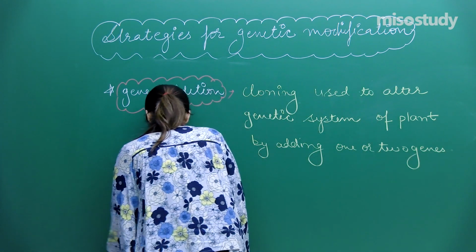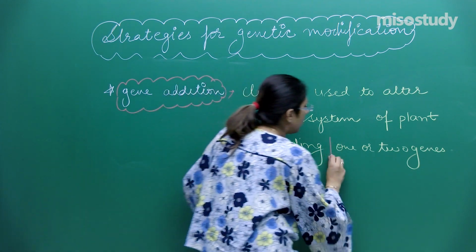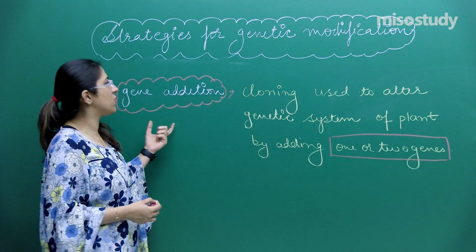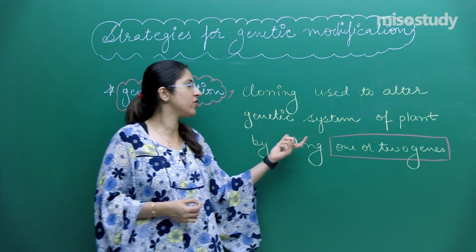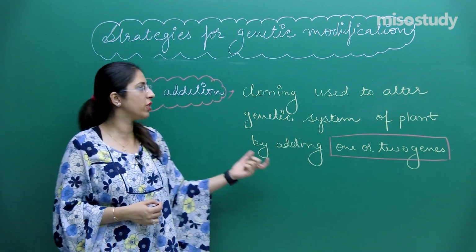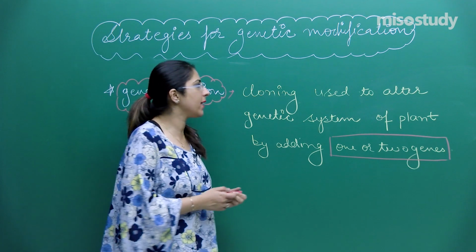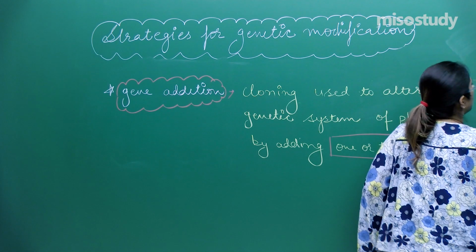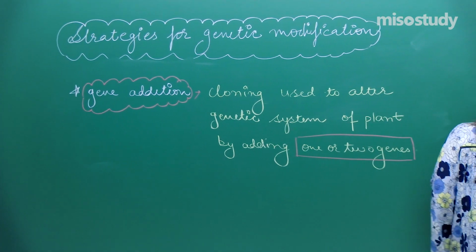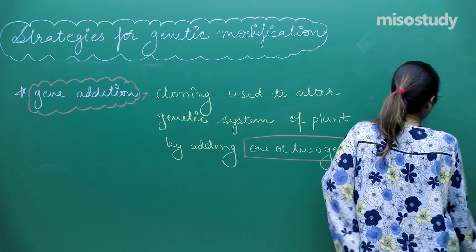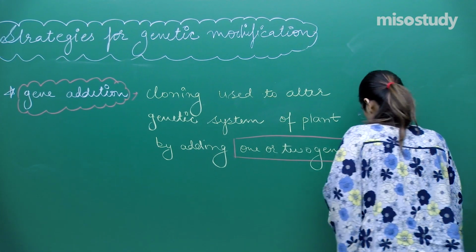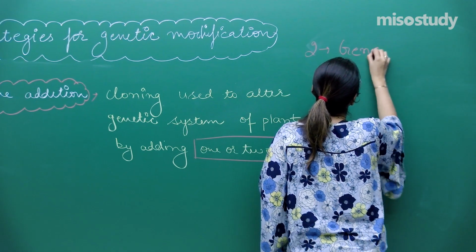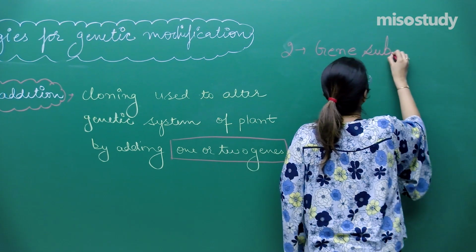So we have talked about the addition of one or two genes, right? The first was gene addition, which is cloning used to alter the genetic system of a plant by adding one or two genes, that is called gene addition, right? Next we have gene subtraction. Second we have gene subtraction.